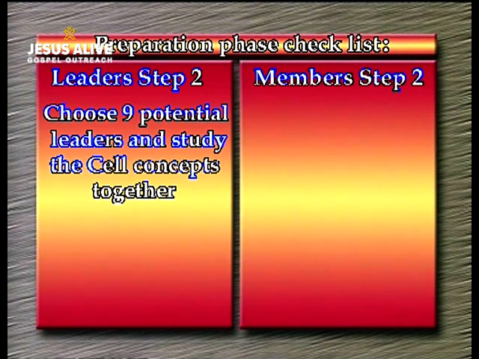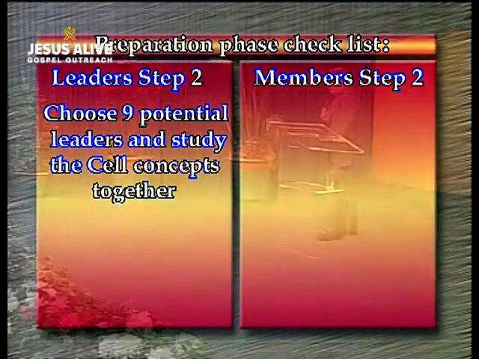Step number 2. For the leaders, choose 9 potential leaders and study the cell concepts together. The whole buzzword here is don't rush things. Remember, you are taking people through what is quite a fundamental change in their understanding of how church works. We also saw whenever you change something, people lose something, and they need to be convinced that what they are losing, they're going to benefit more by what they're moving into than what they've lost.